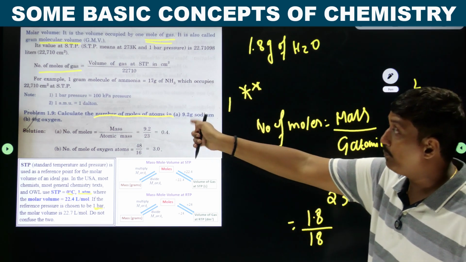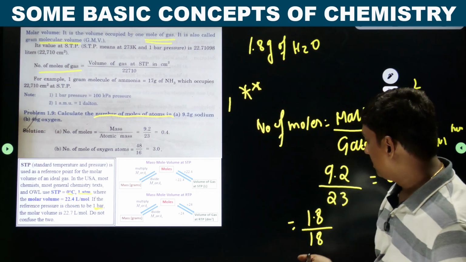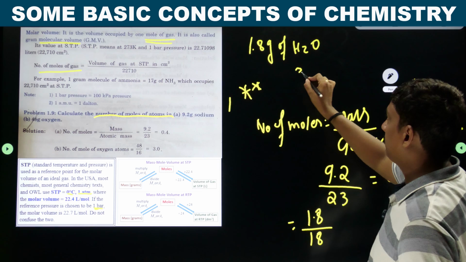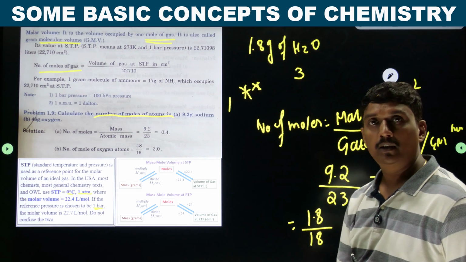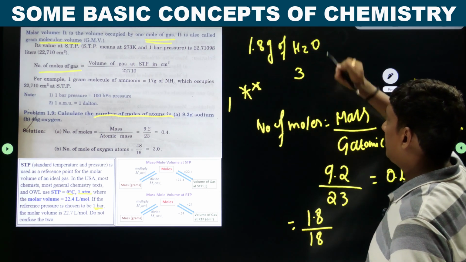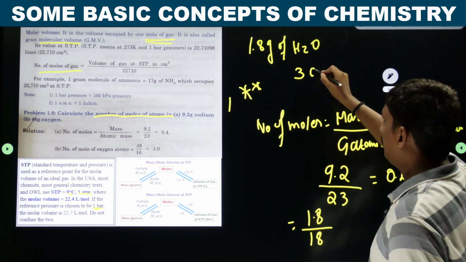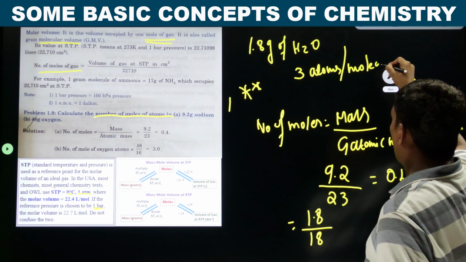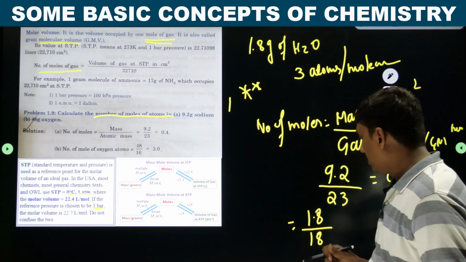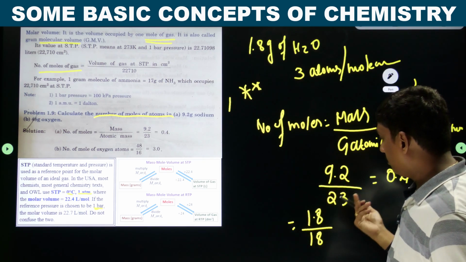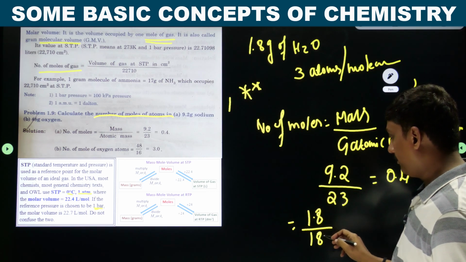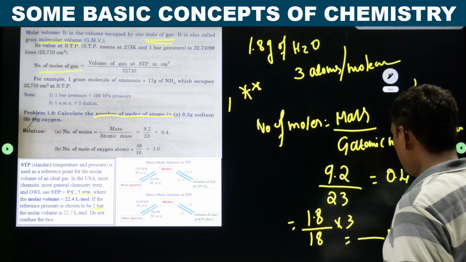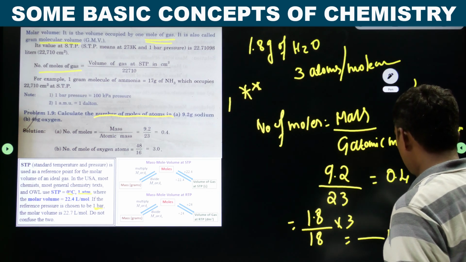Then the number of moles of atoms is mentioned. So if you take 1 mole of water, how many atoms are there? 3 atoms, 2 hydrogen and 1 oxygen. Total 3 atoms per molecule. So how many moles? Here 1.8 divided by 18 into 3 gives the number of atoms.